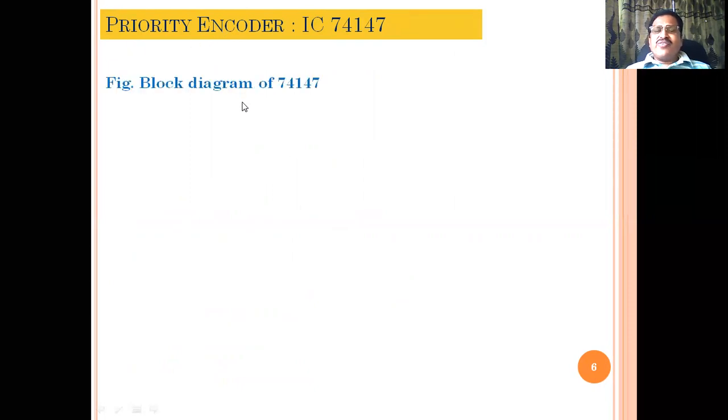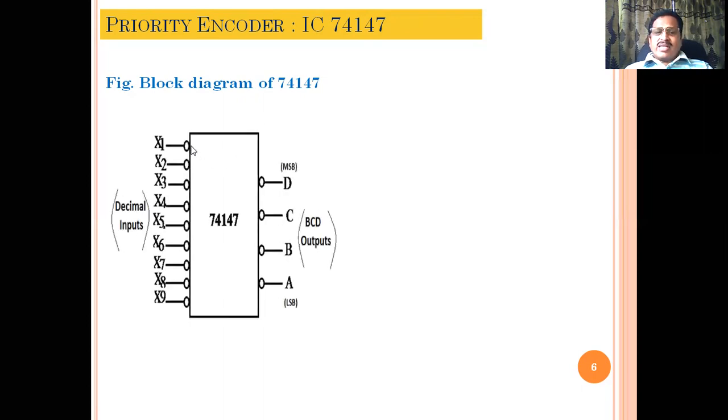Now if you observe the functional pin diagram, not the actual pin diagram, for the sake of convenience, that pin diagram contains 9 decimal inputs, X1, X2, X3, X4, X5 up to X9. The 10th will be a 0 if none of the inputs is selected; the IC automatically assumes that 0 is applied. Therefore, that extra 0 is not used at the input connection, but it has the 4 BCD outputs. Likewise, in the diagram we have drawn DCBA, with D as the MSB and A as the LSB.